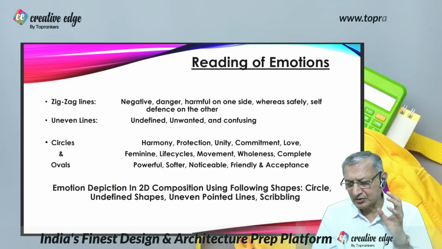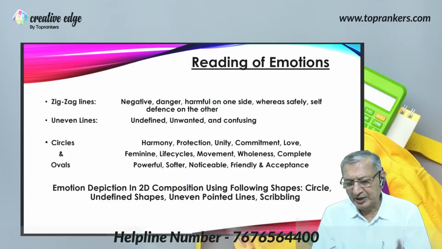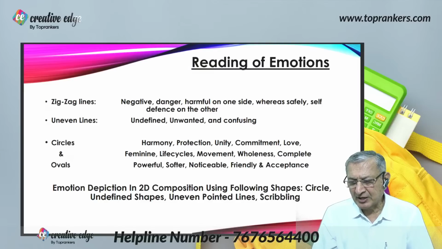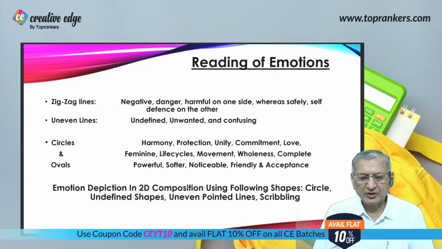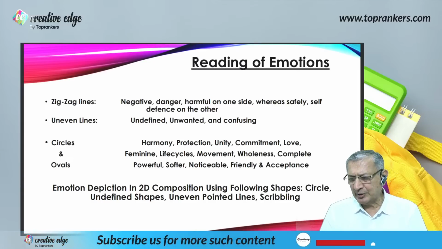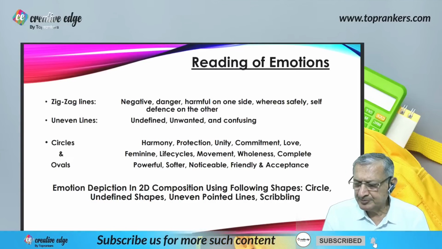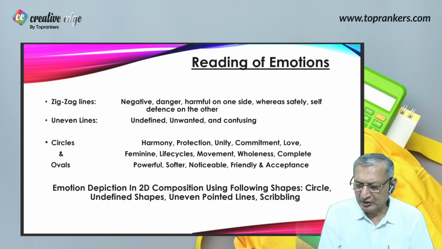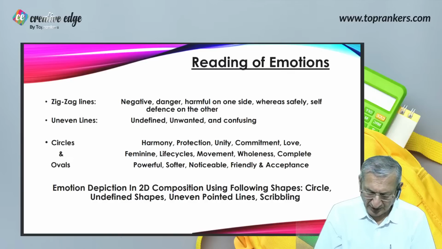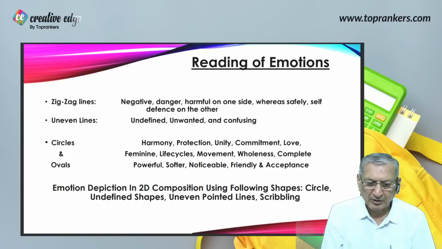So wherever this emotion arises, you bring about those shapes. To some of you, you could check up one of the depictions I've done, that of the famous painting of Mona Lisa. In my previous video, I have presented that. So if you are subscribing to my channel, you will get all those notifications as well as those videos. So emotion depiction in 2D composition using the following shapes, circle, undefined shapes, uneven pointed line, scribbling, etc., will lead you to a proper decoding of such beautiful paintings.